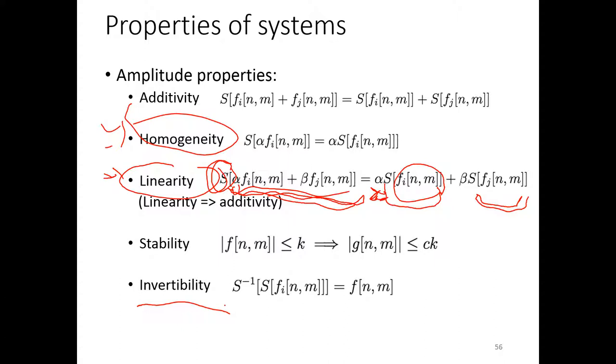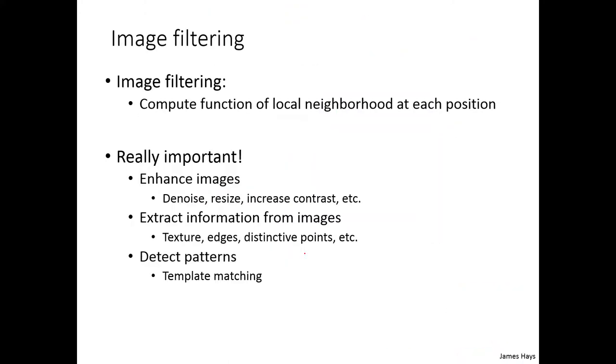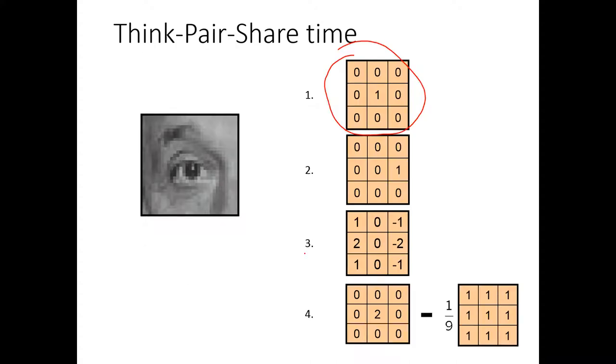We say a filter is invertible if you operate on an image somehow to get a new image, and somehow you can find an inverse filter to convert it back. So maybe I'll just ask you, going back to a couple of these, which one is invertible? Which one is not invertible? One, of course, is invertible because it does nothing. How about 3 and 4?